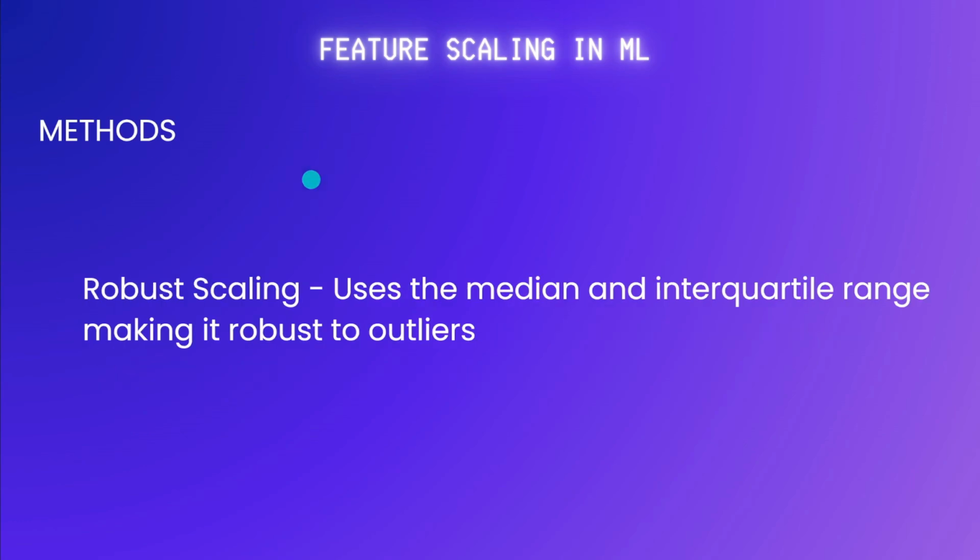Later we have robust scaling. Robust scaling uses the median and interquartile range, making it robust to outliers. So it is useful for datasets with outliers that we don't want to heavily influence the scaling.